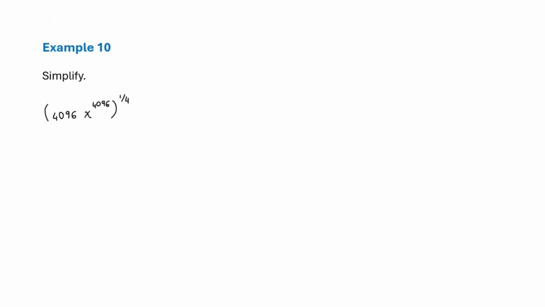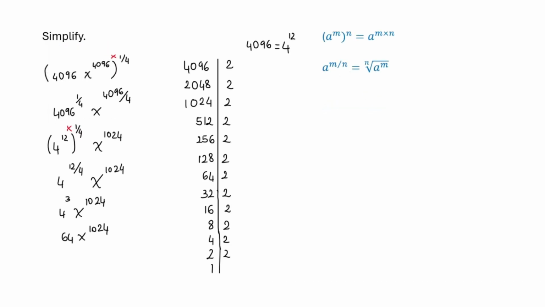Now, let's look at the final example. Simplify. 4096 x to the power of 4096, all raised to the power of 1/4. Pause the video here and see if you can solve it on your own. Then press play to check the solution. Let's compare our answers. If you applied the power of a power rule followed by the fractional power rule, you should have obtained 64x to the power of 1024.